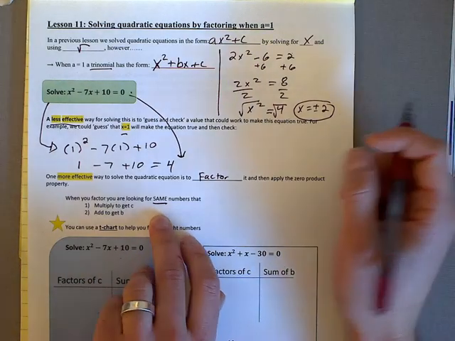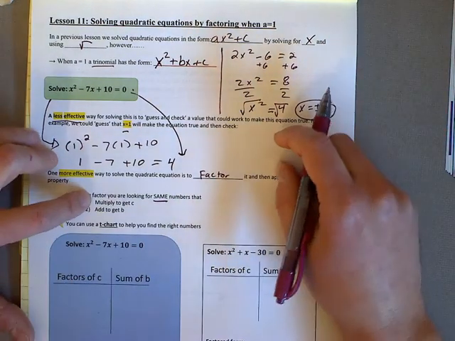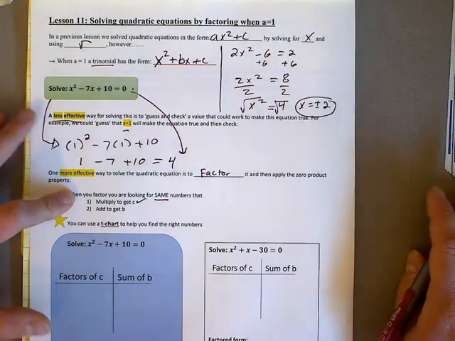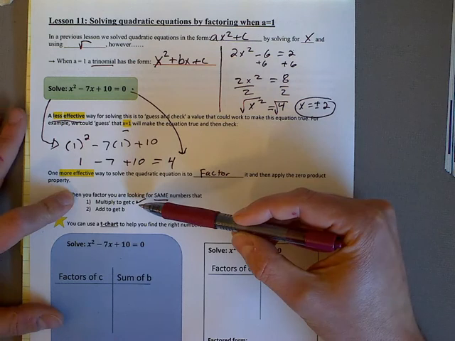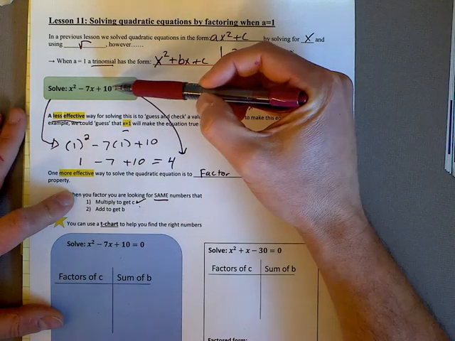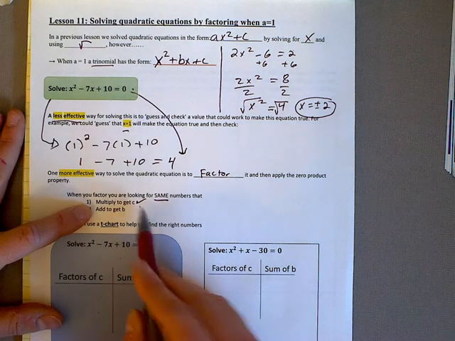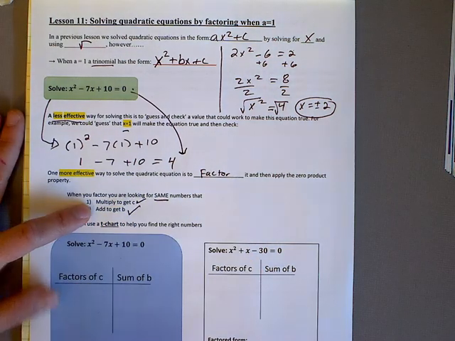So when you factor, the key here is the same numbers. You're looking for the same numbers that do both things. You want to multiply to get c, which means multiply to get the last number, and then you want to add those same factors in order to get b.